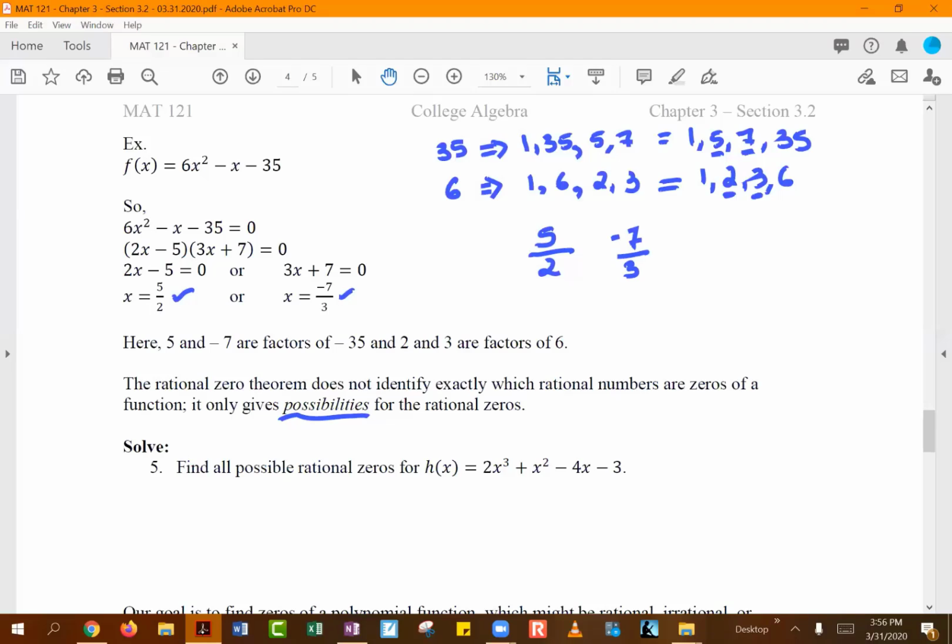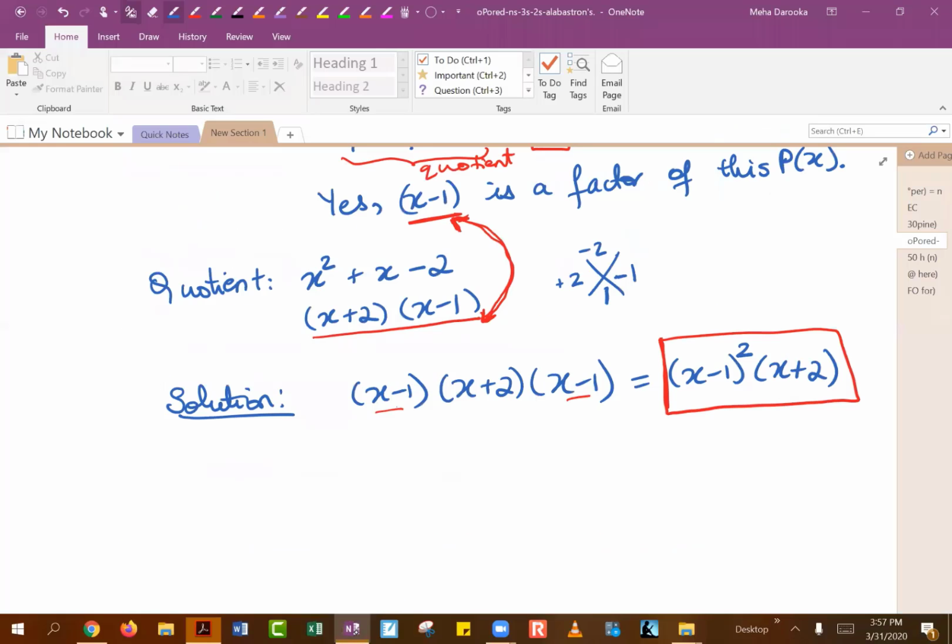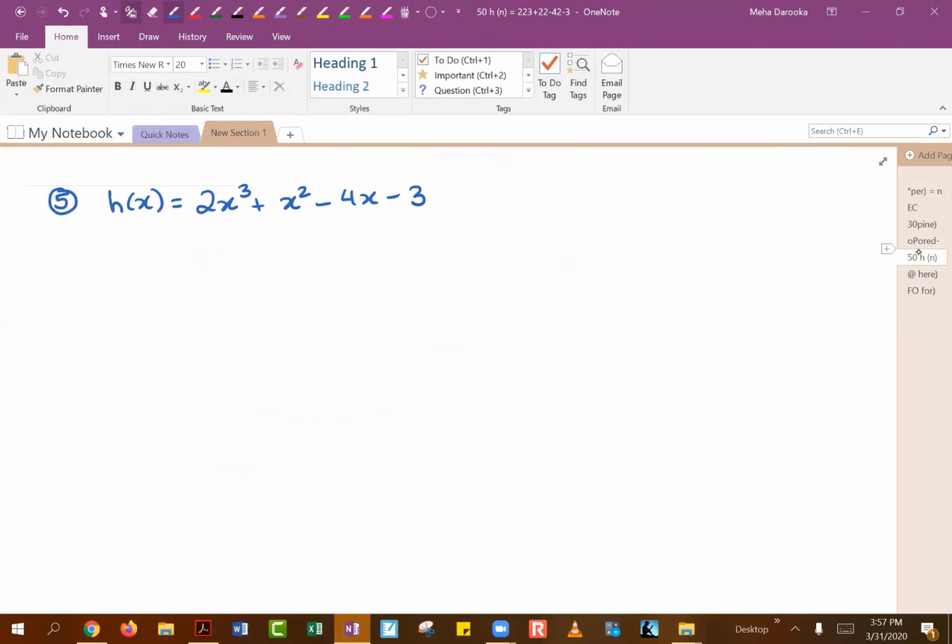All right, so let's see how we can use our rational zero theorem to solve a problem like number 5 over here. So let's go to our notebook again. All right, so for number 5, we are given 2x cubed plus x squared minus 4x minus 3.